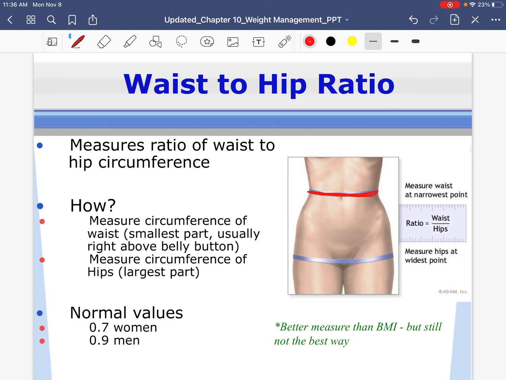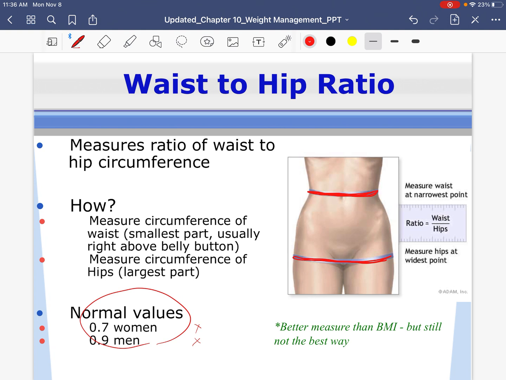Waist to hip ratio is exactly what it sounds like. We take the circumference of the waist. For men or women, it's the narrowest part. And then we take the circumference of the hips, which would be the widest part, narrowest part to widest part. You do the math, and these are some normal values. I'm not going to ask you the normal values, but just know that normal values exist.